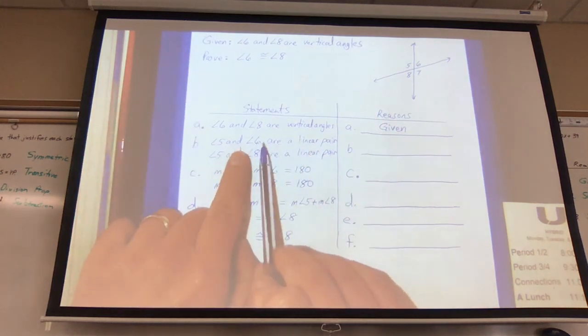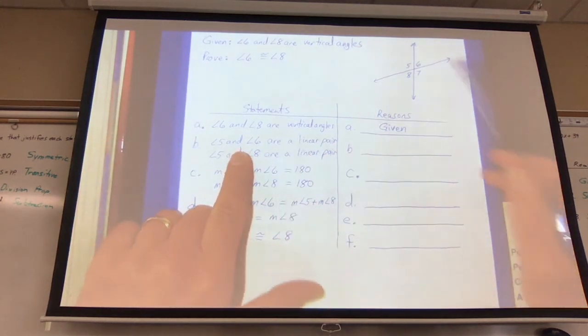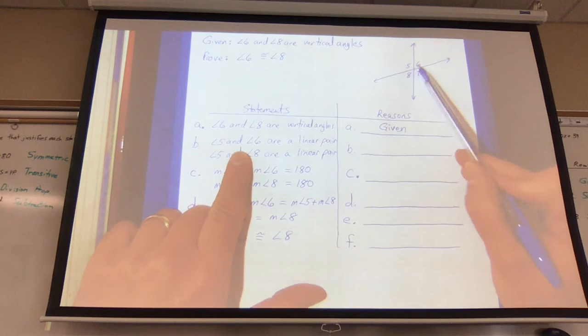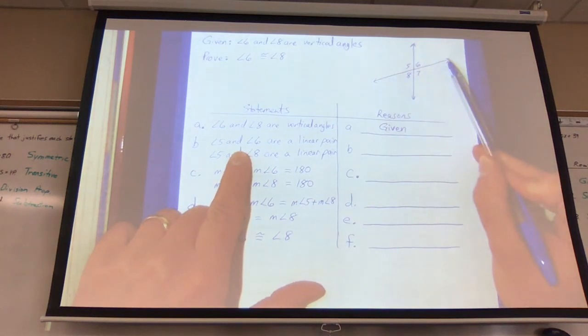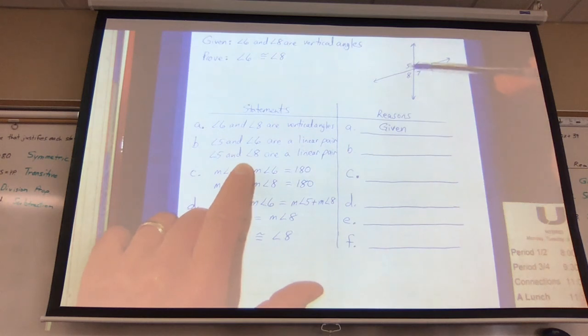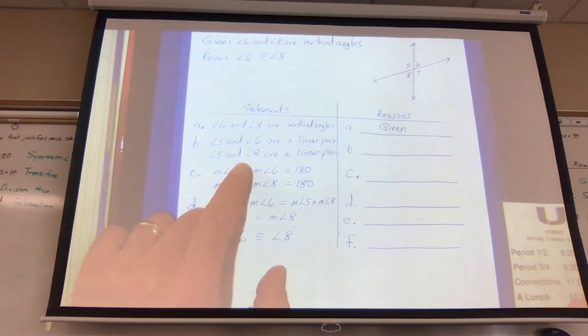Let's start with the first one here. 5 and 6 are a linear pair. If you look at your picture, 5 and 6 are right next to each other and they form this straight line. That makes them a linear pair. And then you can say the same thing for 5 and 8. They're right next to each other and they make this straight line, which makes them a linear pair.